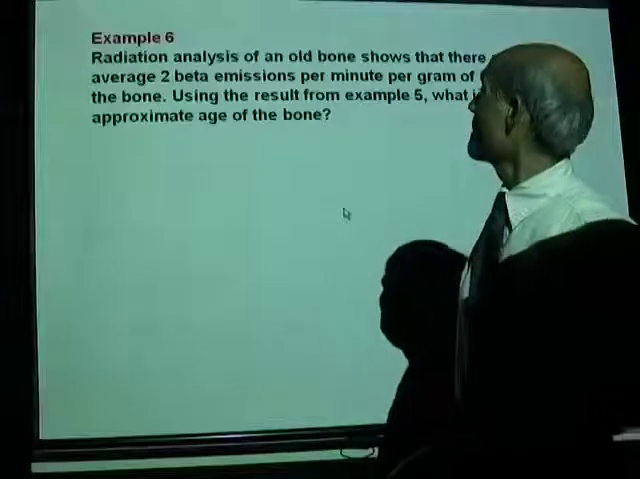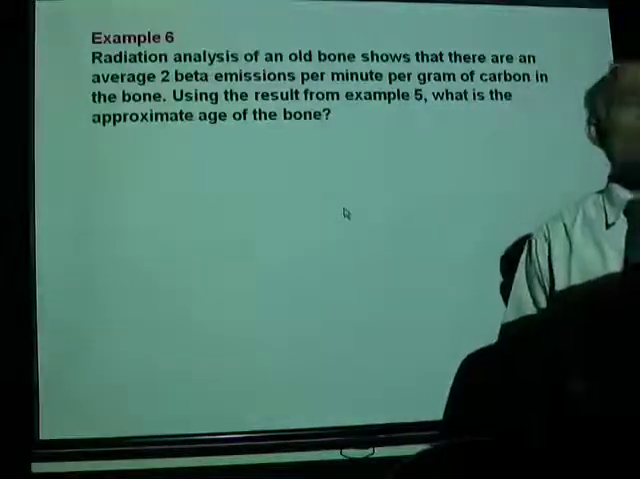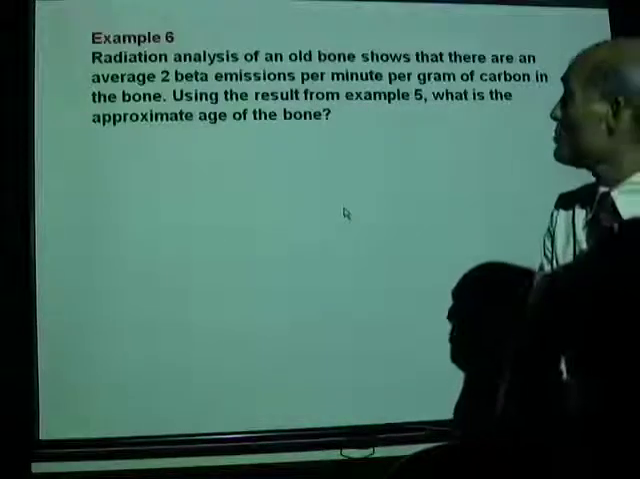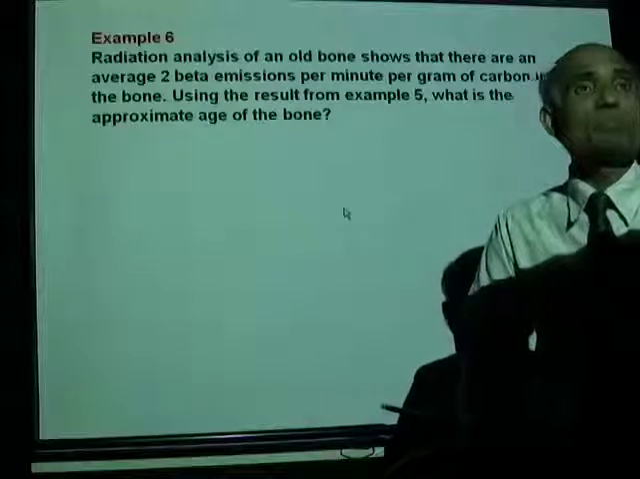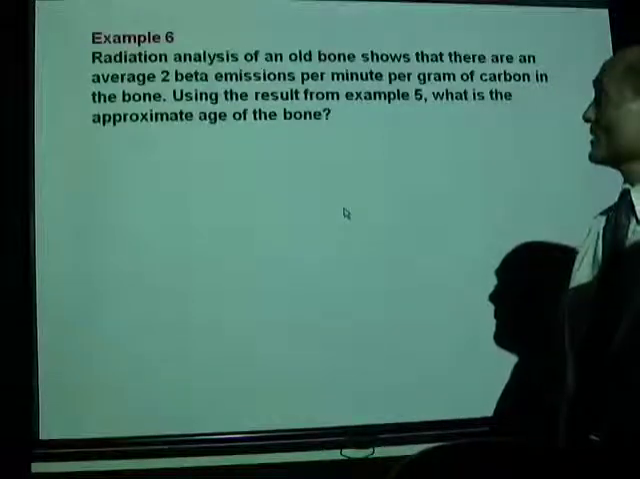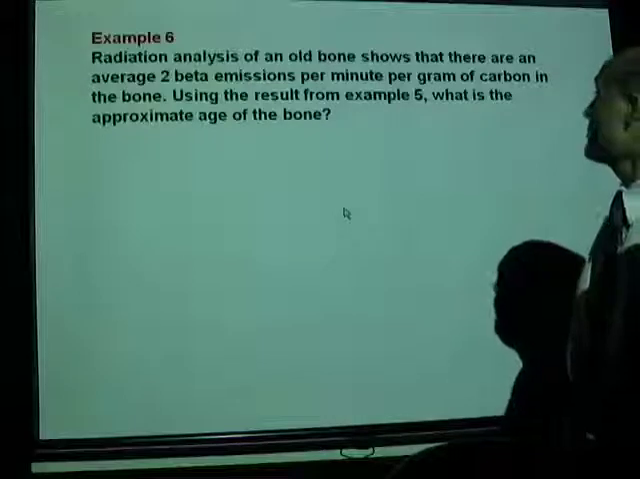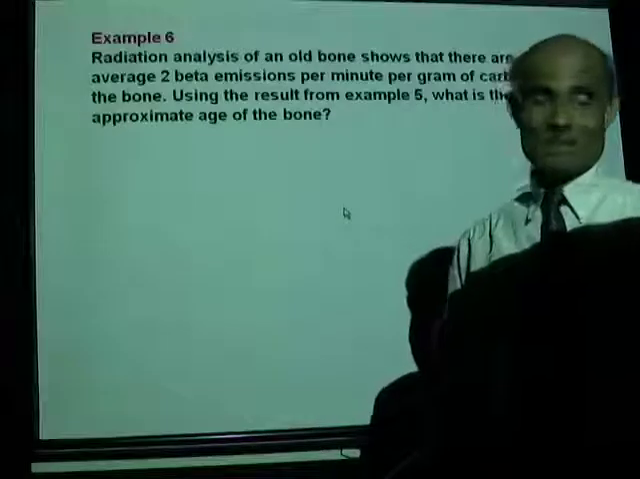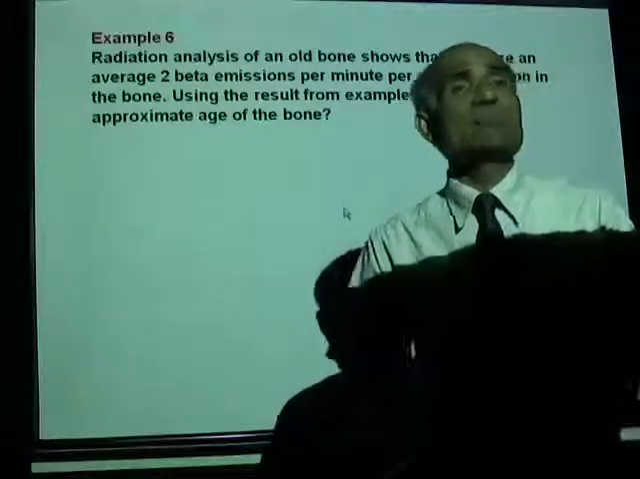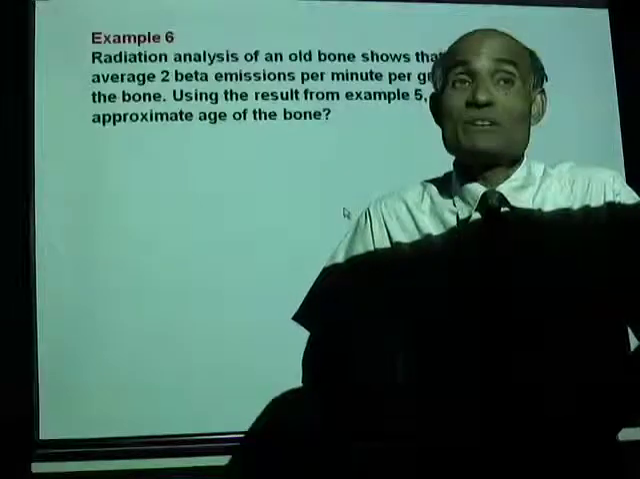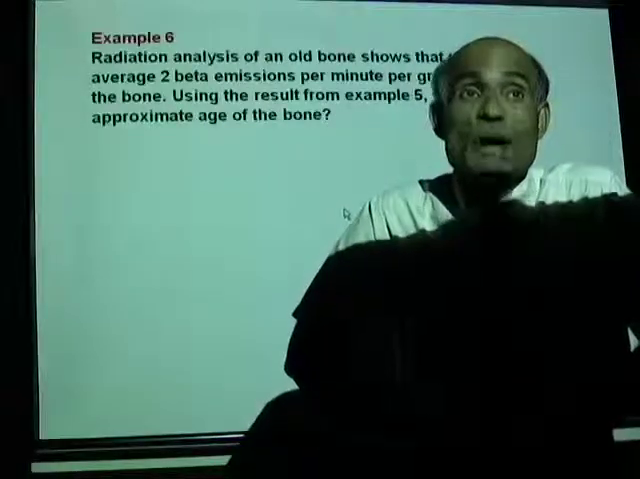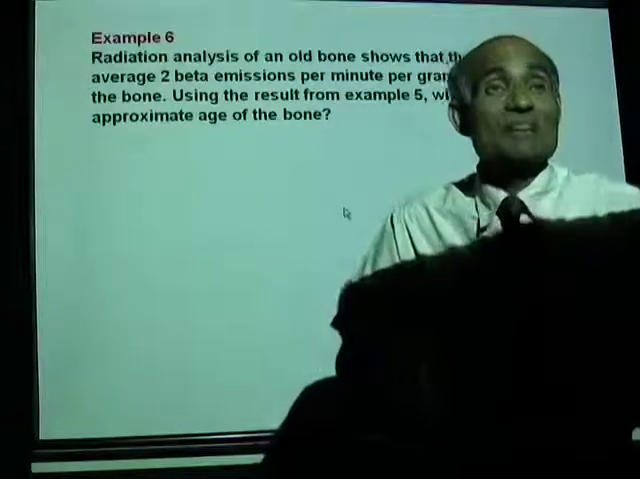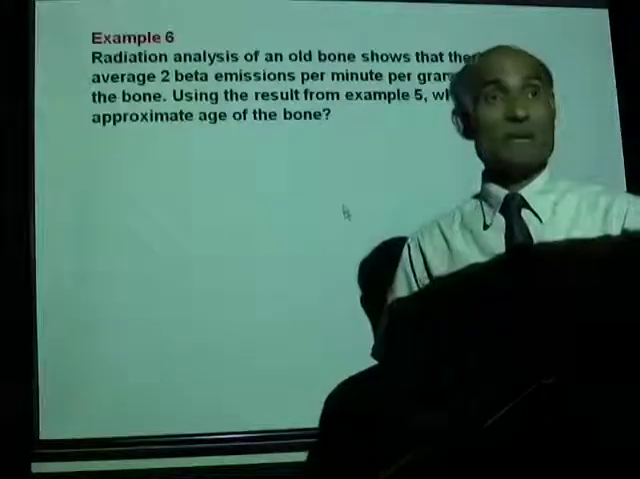Another example. Radiation analysis of an old bone shows that there are an average 2 beta emissions per minute per gram of carbon in the bone. Using the results from example 5, what is the approximate age of the bone? Well, what is the result we obtained in example 5? The result we obtained is, for every gram of carbon, there are 16 disintegrations per minute of the carbon-14. That's what we obtained there.